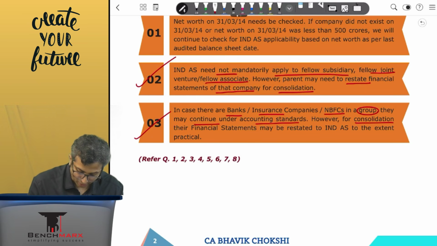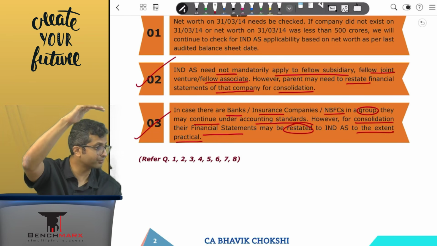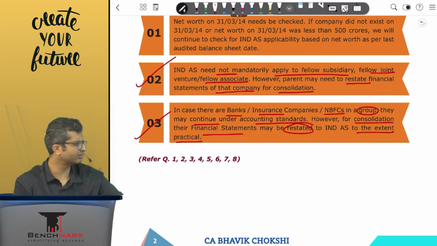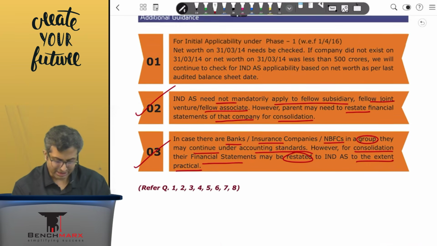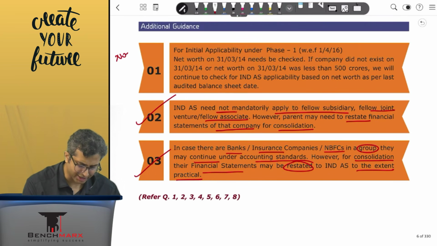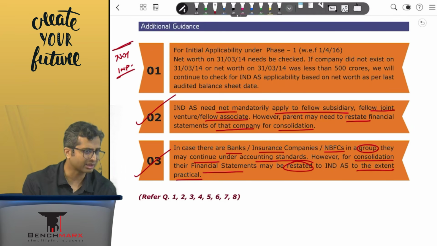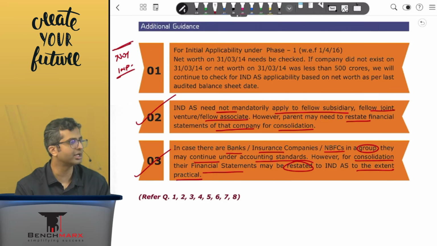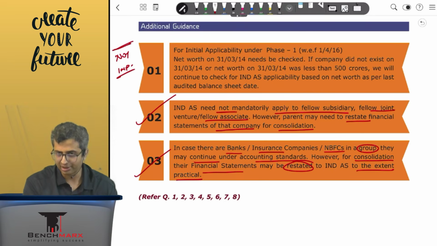However, for consolidation, the financial statements may need to be restated to Ind AS to the extent practical. Like those two examples we studied, one for the parent being Future Group and one for parent being HDFC. Any problems here? Okay, so that is about it. Now this last thing, point 1, I would say is not important, though in the institute's study material there are around 2-3 questions pertaining to this. So let us learn this, because the probability of these questions coming in exam from this section is next to nil.